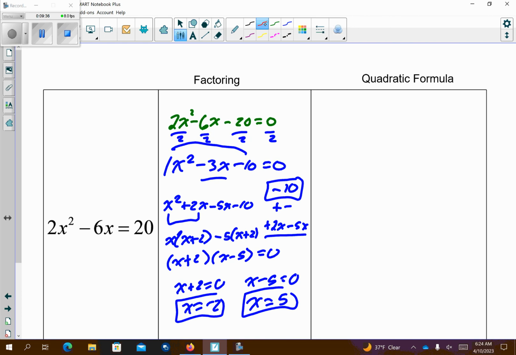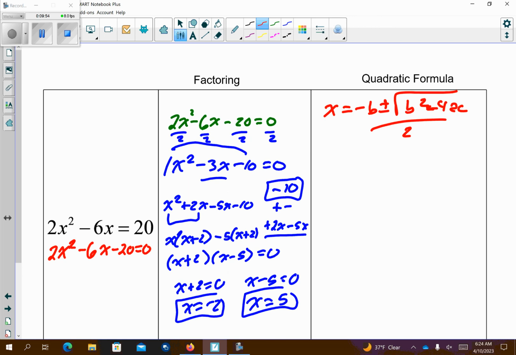Well, let's do the quadratic formula to see if we get the same thing. So let's make sure that we understand that this needs to be equal to 0 before we do it. Okay, my quadratic formula is x equals negative b plus or minus square root b squared minus 4ac all over 2a. Okay, so that's going to give me x. Oops, let me list my a, b, and c's. My a value is 2, my b value is -6, and my c value is -20.